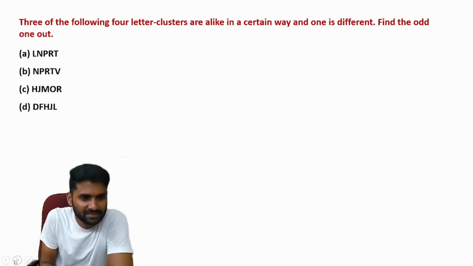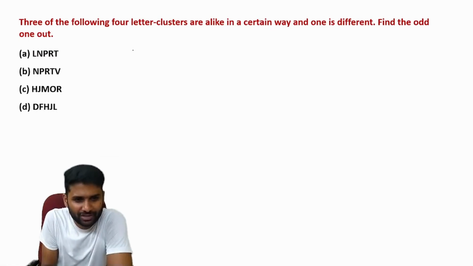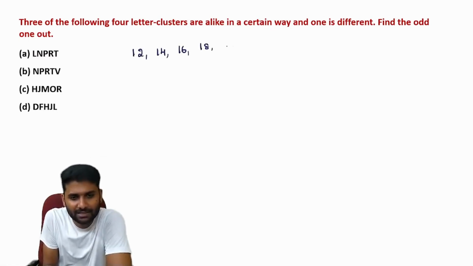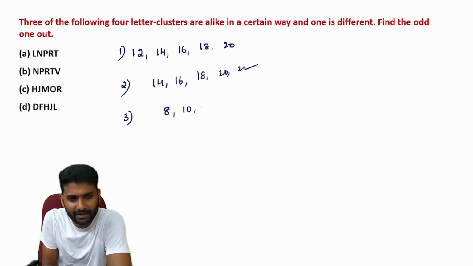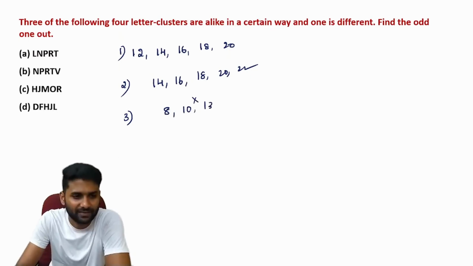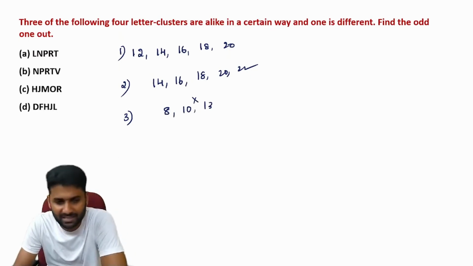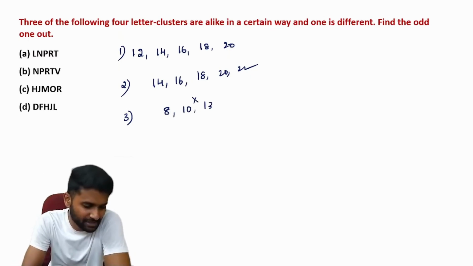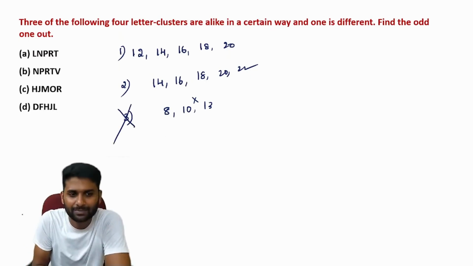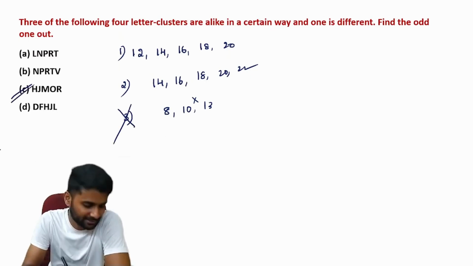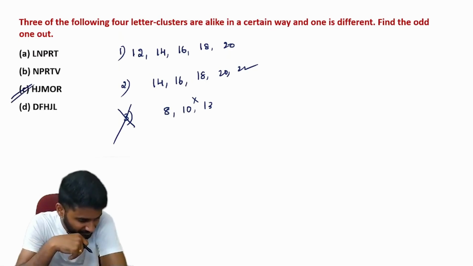So let's check with the sequence here. L is the 12th letter, 14th letter, 16th letter, 18th letter, 20th letter. The sequence has a difference of 2 units. 14, 16, 18, 20, 22. It follows the same rule. 8, 10, 13, guys. It breaks the condition. Why? Because J is the 10th letter, M is the 13th letter. But according to the sequence, it's only plus 2, plus 2, plus 2. That's why this one is completely different from the remaining. So C is not the answer.